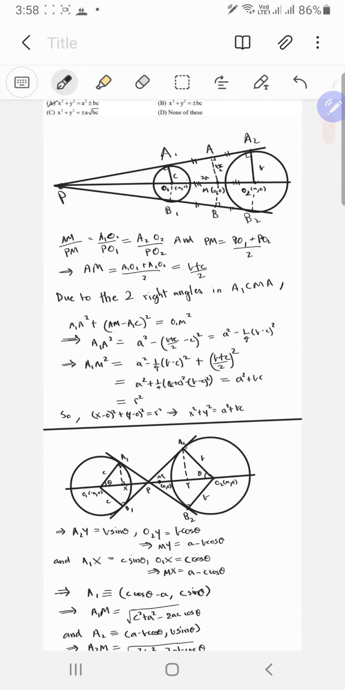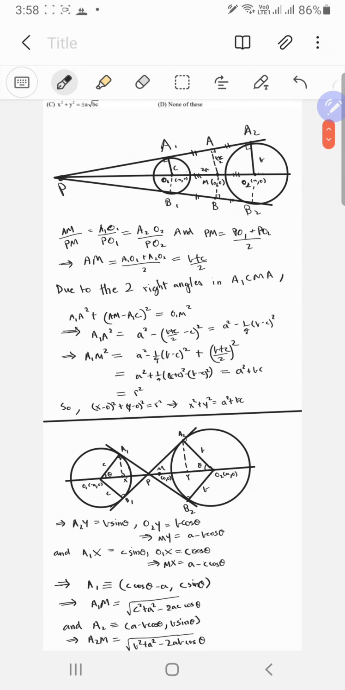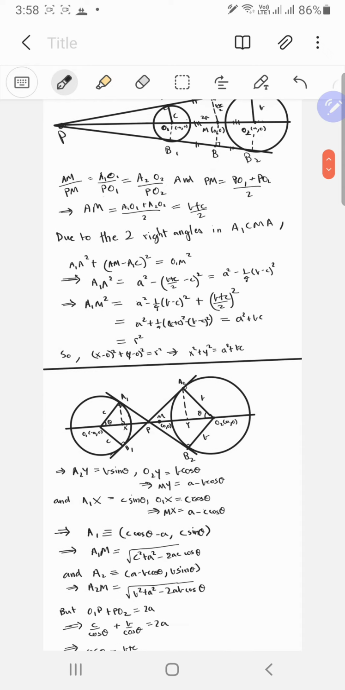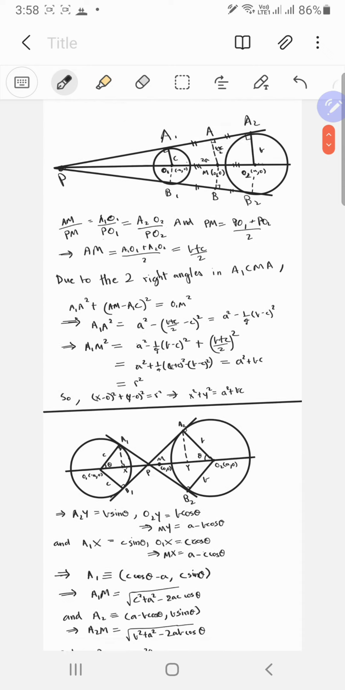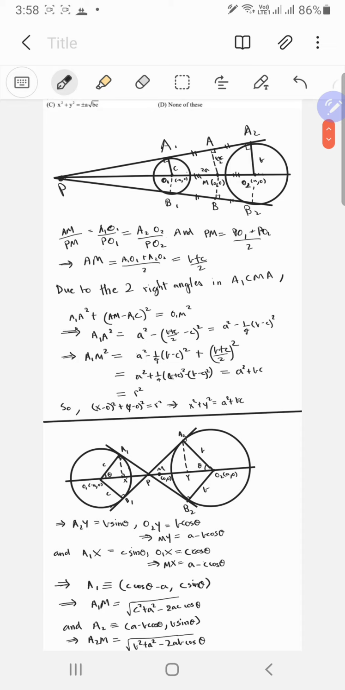After that, using these two equations, we can get AM equal to (A1O1 plus A2O2) upon 2, which is equal to (c plus b) upon 2, where A1O1 is c and A2O2 is b. So that is (b plus c) upon 2. And next, due to the two right angles in A1CMA, which is this trapezium over here, we can say A1A squared plus (AM minus A1C) squared equal to O1M squared.